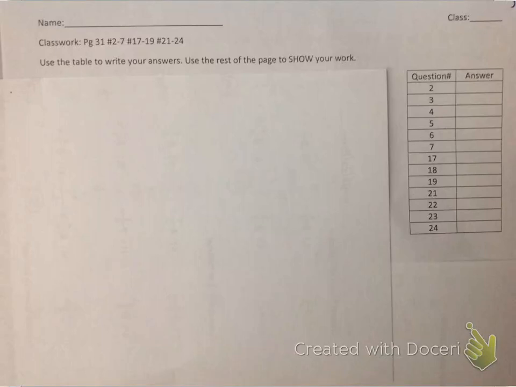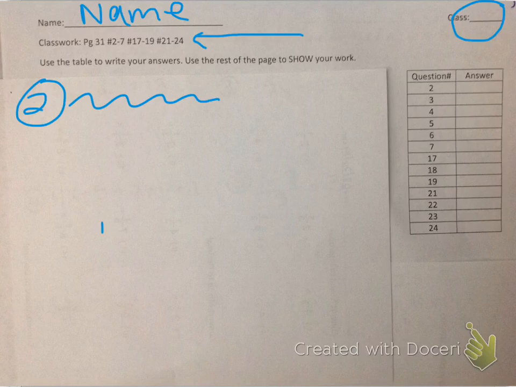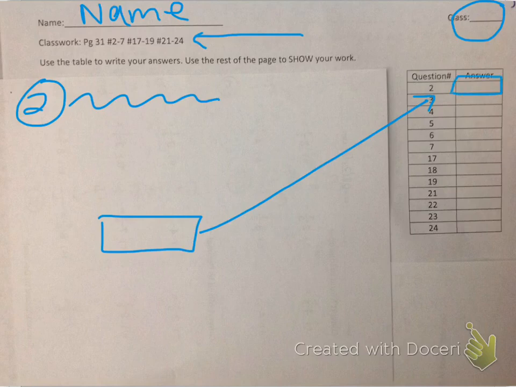Your classwork today should include you writing your name, your class period, and then I would recommend that you look at your book and go ahead and write all of your problems down so that you have them when you go home. The first one here is number 2, so I would do that. I would write out my equation, and once I have my final answer, don't forget to come up here and write your answer in this box provided for you.